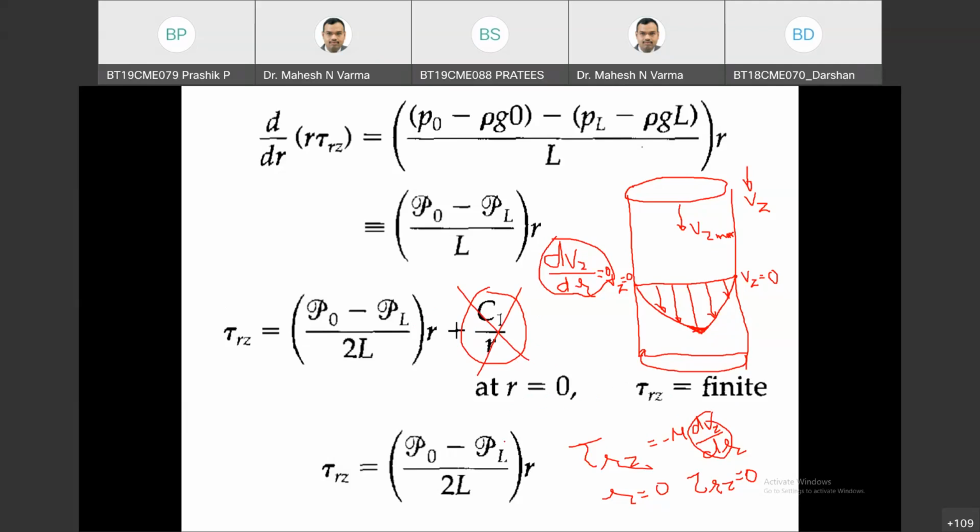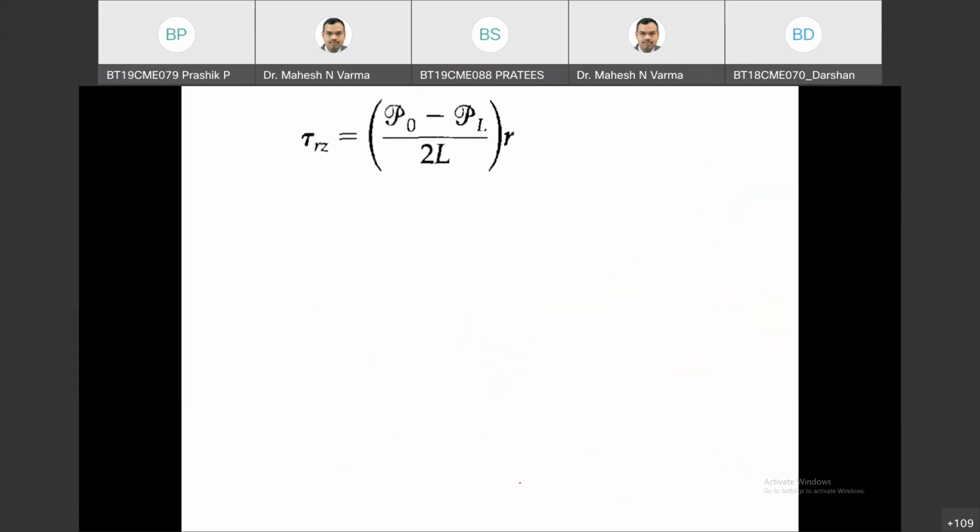As this term is not there, tau rz will be equal to (P0 minus PL) divided by 2L, into r. This will be the flux profile. If you want to draw the flux profile, this is my profile equation. So how will this flux profile look? Say this is my pipe.